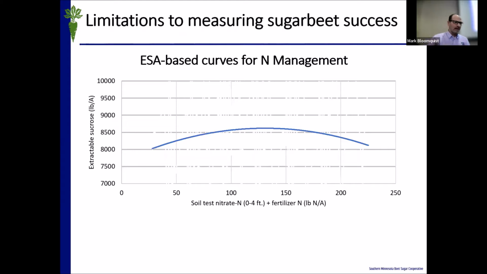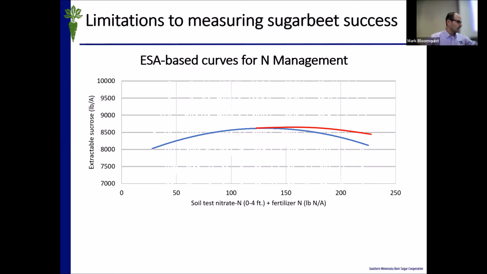So when we utilize an extractable sucrose-based curve for N management, you've seen all of these, right? You've seen the quadratic curve. That was 10 years of data that David and his group put together. You saw David just recently talk about the quadratic plateau, where I think we're all fairly familiar with the quadratic plateau.